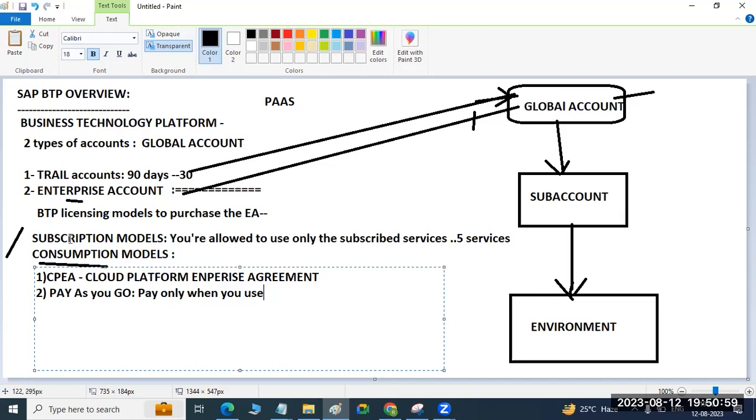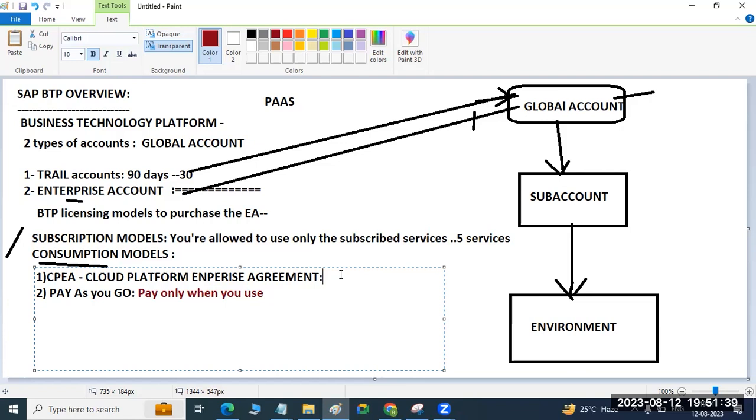But when you take the subscription, say monthly $30, whether you use it or not, they don't bother, you have to pay the amount. But when you go to the consumption based model, in the pay as you go model, you pay only when you use the service. Just highlight this point. Regarding the CPEA, it is like a prepaid investment. You will get some credits and discount. When you go to the CPEA, you will get the investments.